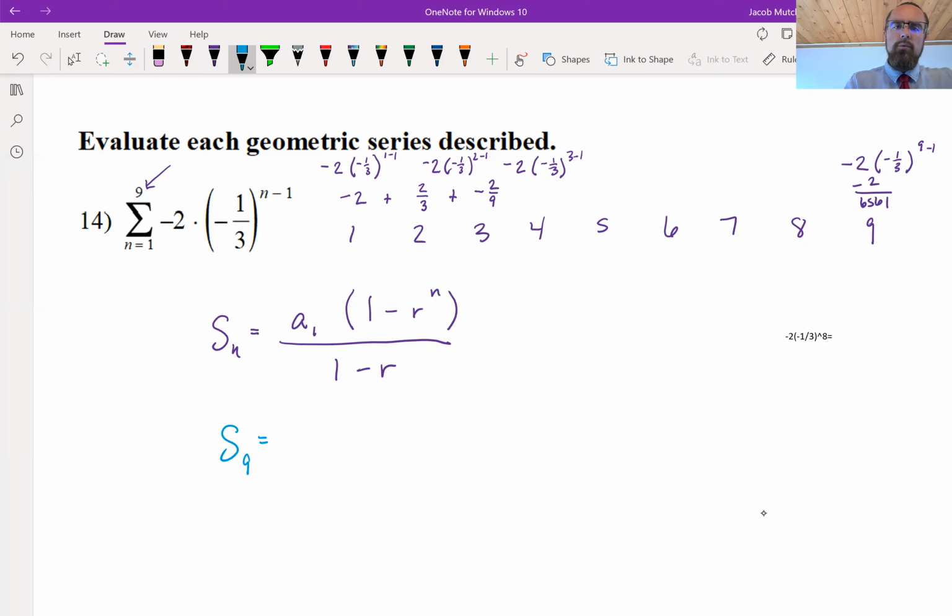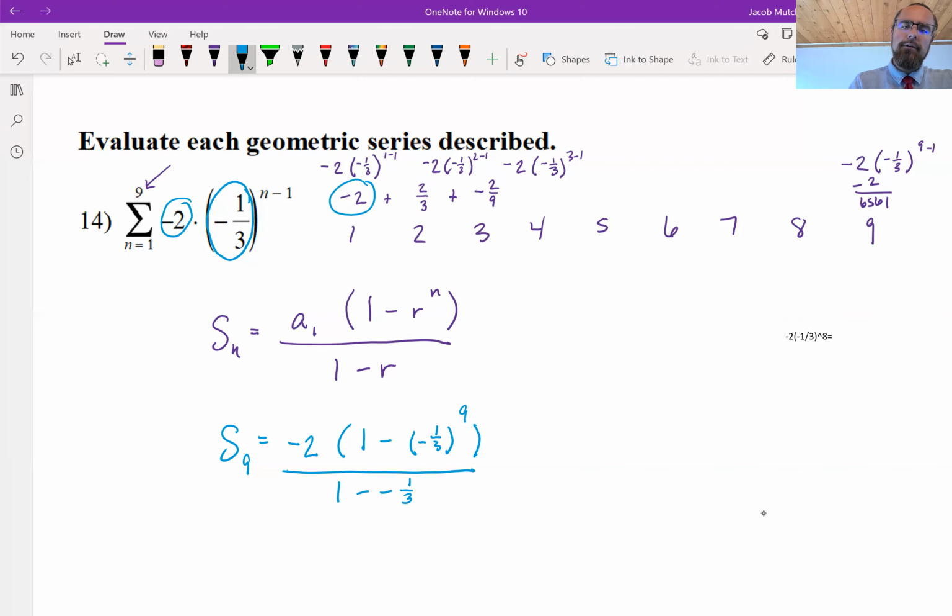A sub 1 we found was -2. Again, you can see that in the way the explicit formula is written. Times 1 minus the common ratio is going to be -1/3. So I'm going to put that -1/3 to the power of n. My n value is 9. So notice I'm using ample parentheses here, all over 1 minus -1/3.